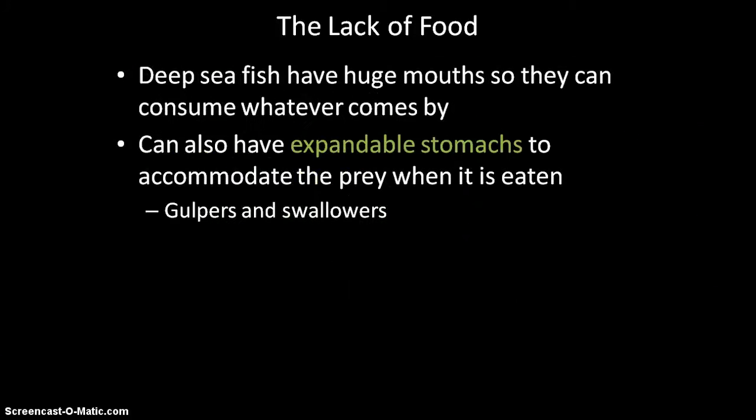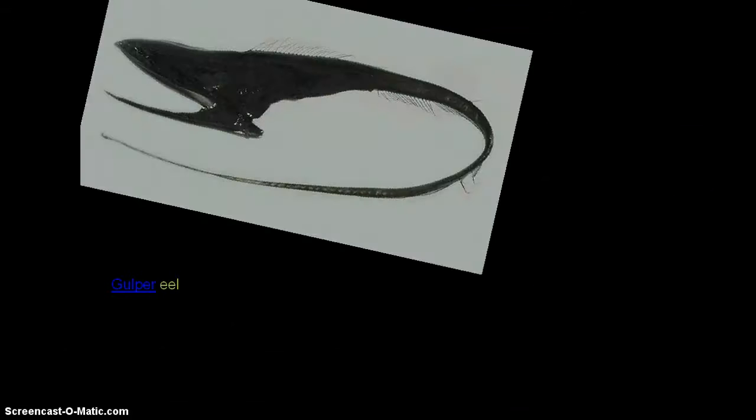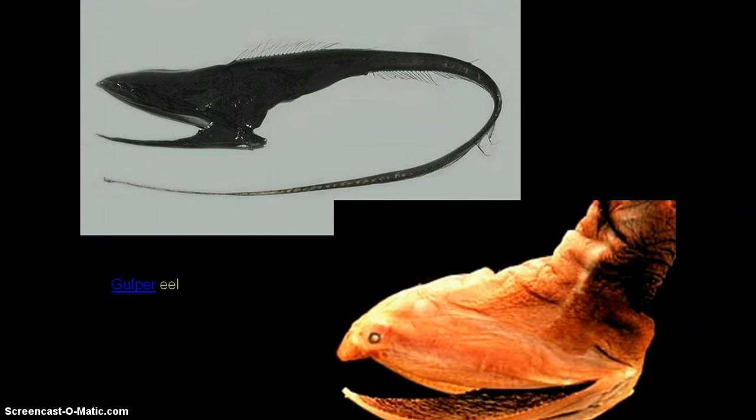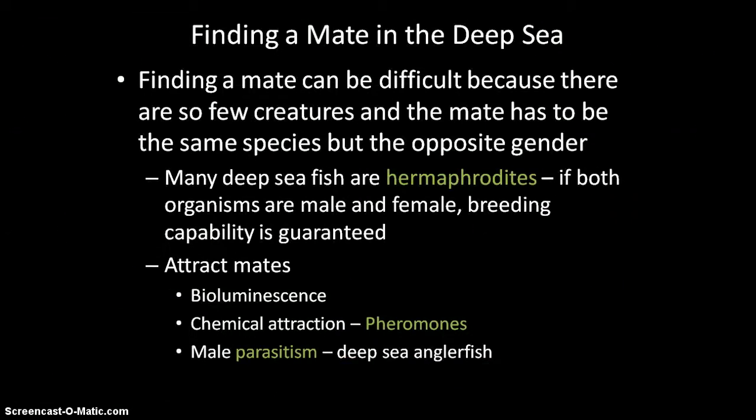They also will have huge mouths and very expandable stomachs and a broad diet in order to be able to eat whatever comes by. Probably the best example of huge mouths and expandable stomachs are the gulper and swallower eels. Here's a gulper eel and a swallower eel. They live in the deep sea, and you can see just how big this mouth is compared to the size of the fish. So they have huge mouths.